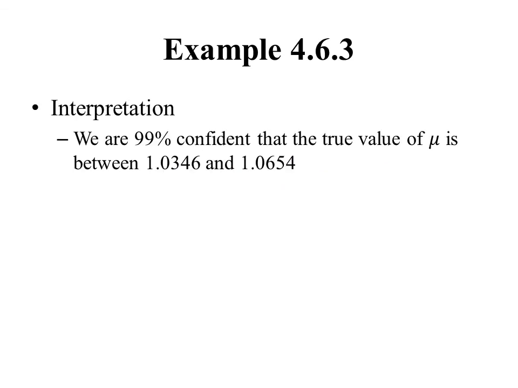We would interpret that confidence interval in the exact same way that we did in the previous section. We would interpret this by saying we are 99% confident that the true value of mu is somewhere between these two numbers. Now, the 99% confidence level means the same thing here as it did in section 4.5. It means that if we were to go out and collect a whole bunch of different samples and calculate a confidence interval for each one, then about 99% of those confidence intervals would contain the true value of mu.